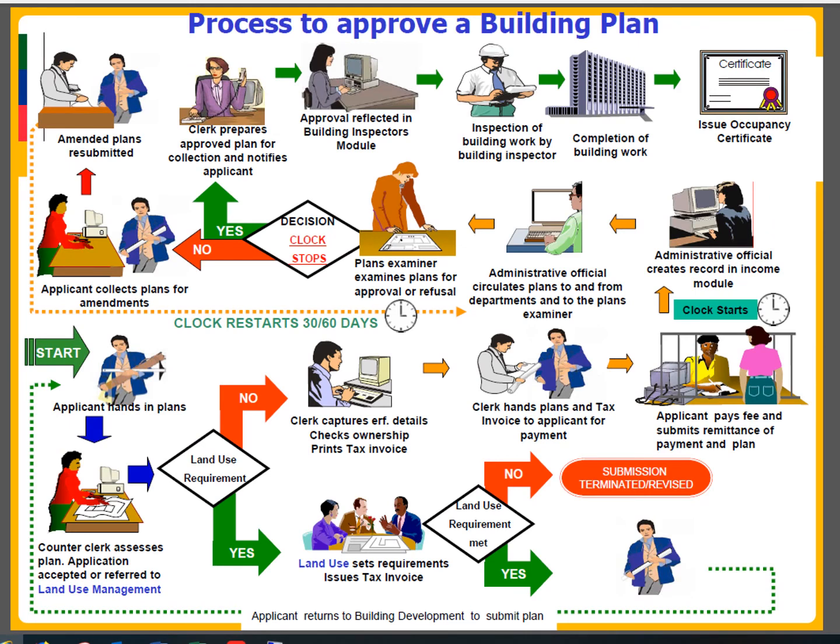This diagram will give you an indication of the complete process from the lodging of the building plans until they are approved. You will note that if you missed a step or if the building plans are rejected, you'll have to either repeat the step or you'll have to start from scratch. Once the plans are approved, then you are allowed to start building.